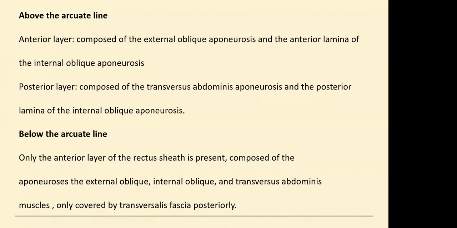Anteriorly, the rectus sheath will be composed of the external oblique aponeurosis and the anterior lamina of the internal oblique aponeurosis. But the posterior layer will be composed of the transversus abdominis aponeurosis and the posterior lamina of the internal oblique aponeurosis. This is above the arcuate line. But below the arcuate line, only the anterior layer of the rectus sheath is present. It's composed of the aponeurosis of these 3 muscles, only covered by transversalis fascia posteriorly.